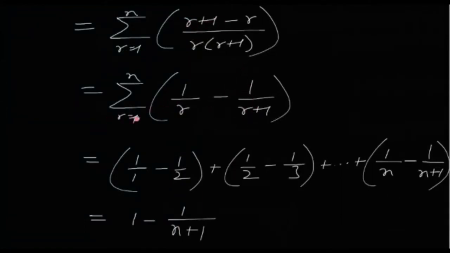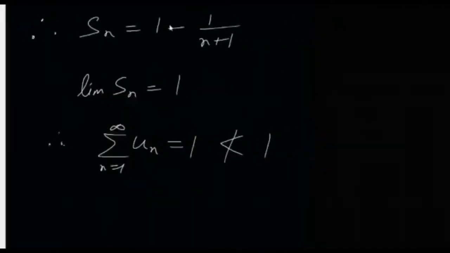So after running the sums, it's 1 by 1 minus 1 by 2 plus 1 by 2 minus 1 by 3 and so on up to 1 by n minus 1 by n plus 1, right? So this easily cancels out. Minus half here, plus half here, then again minus 1/3, plus 1/3, and so on up to the end, where it is also cancelled. So ultimately what remains is 1 minus 1 by n plus 1. So Sn is actually this.